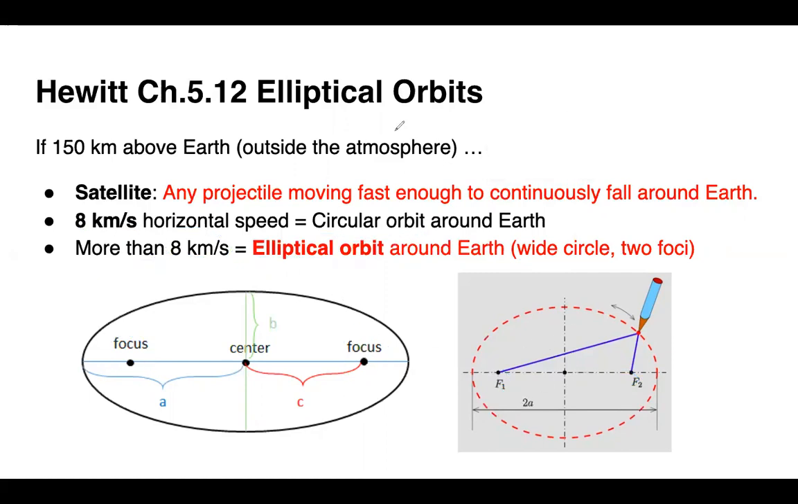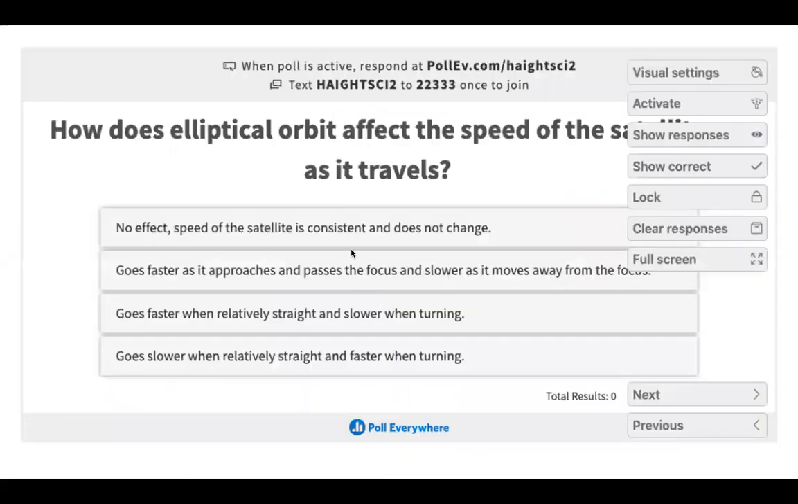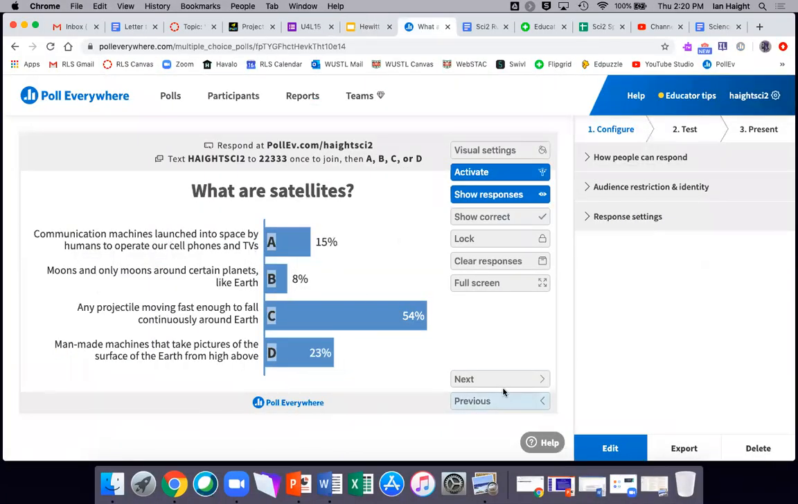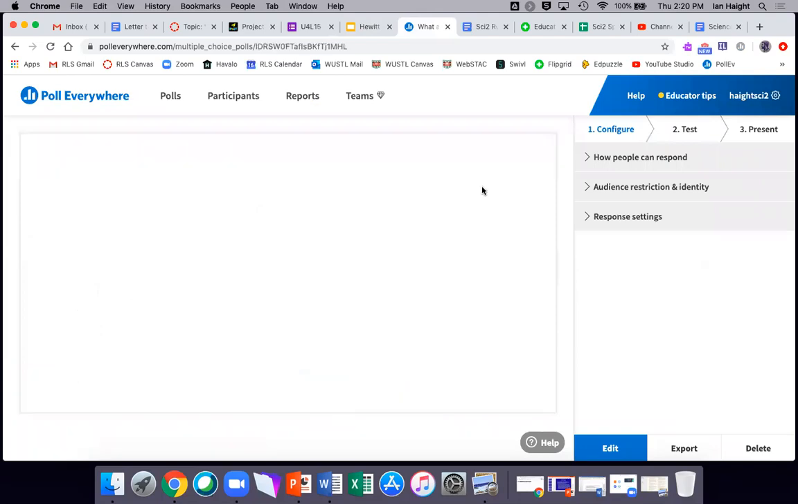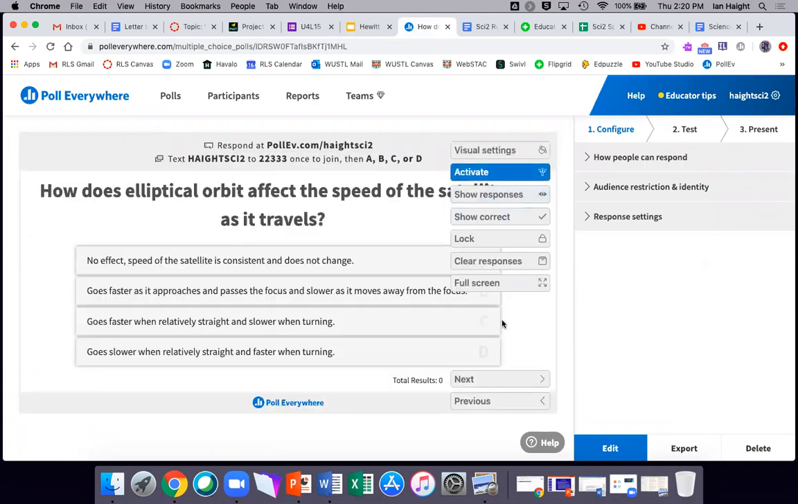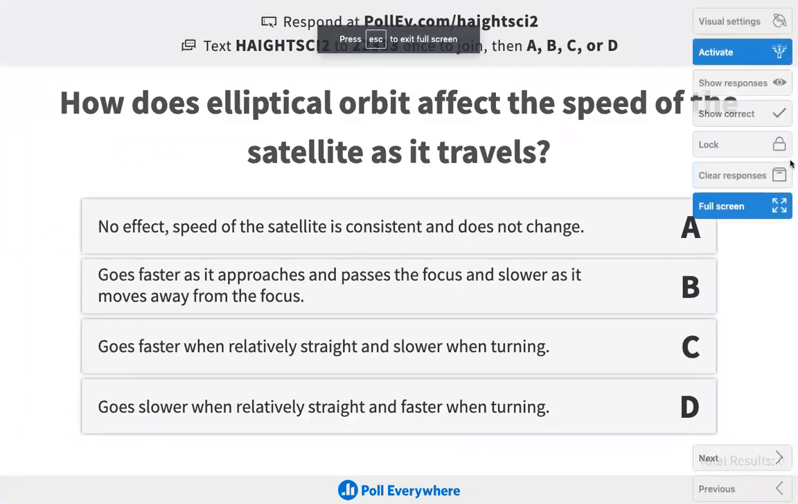Now, this gets interesting in terms of orbit, in terms of how things behave, how the satellite behaves when it is in an elliptical orbit. And so I just want to use another Poll Everywhere question and see what you guys know. You can take your best guess on this next one. Same website and address.